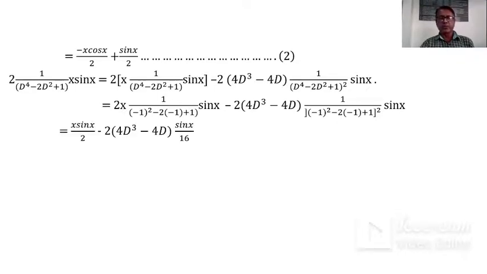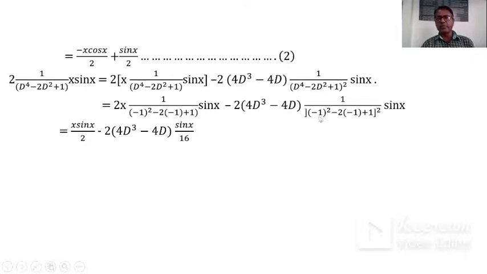After simplification we get the first term. This minus 1 square becomes plus 1. This is plus 1 plus 2, which is plus 2, so it becomes 4, and this 2 upon 4 is 1 half, and this x sin x. So we obtain this first term, minus 2 4d cube minus 4d sin x.